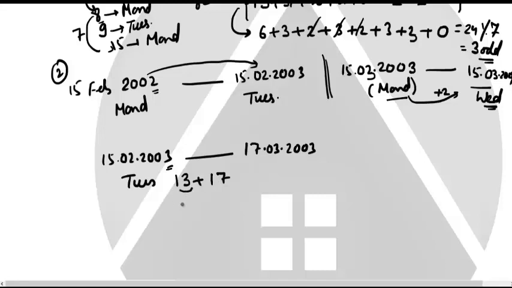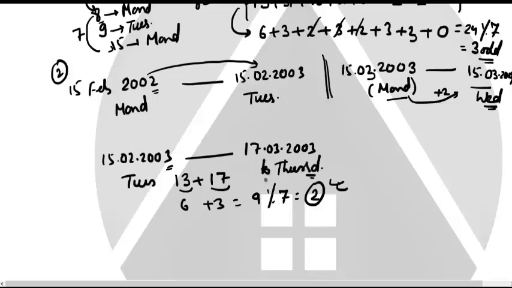So how many odd days in this? 6. How many odd days in this? 3. So I have 9 odd days. Again, I divide it by 7, I get 2. So it will advance by 2. So if it is Tuesday, it will be 2 days ahead, so Wednesday, and the next one will be Thursday. If it is 0, it will repeat. If it is 1, it will advance by 1 day. If it is 2, it will advance by 2 days. So 17th March 2003 will be a Thursday.